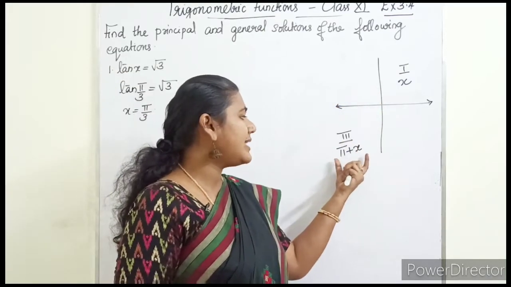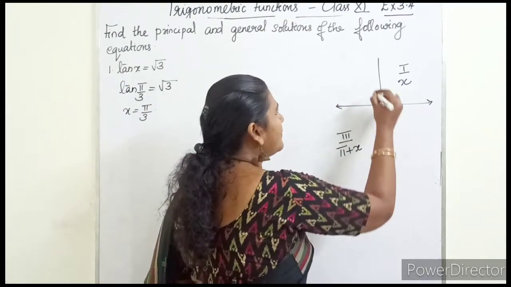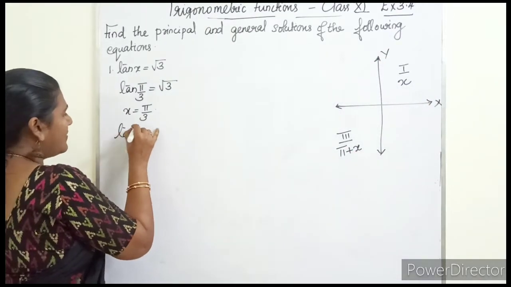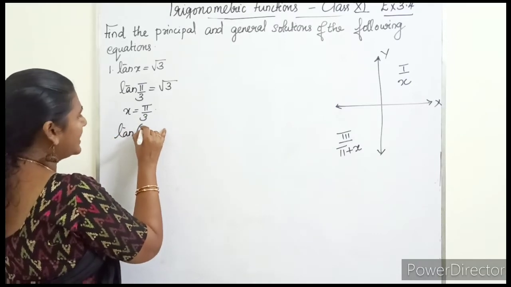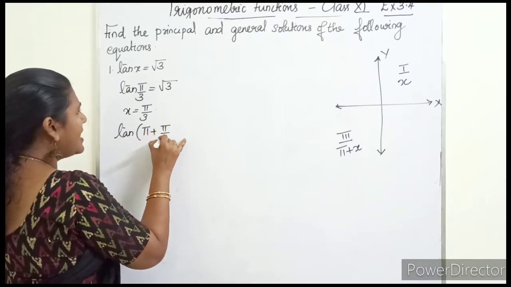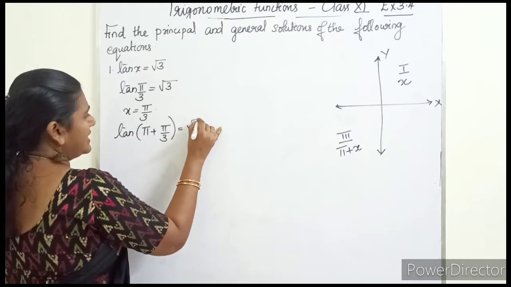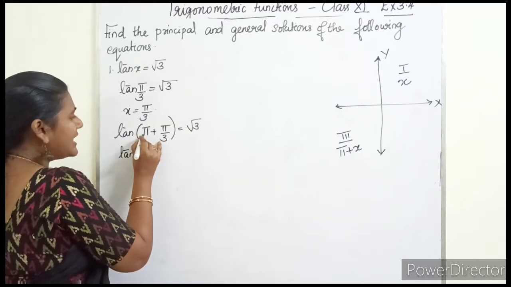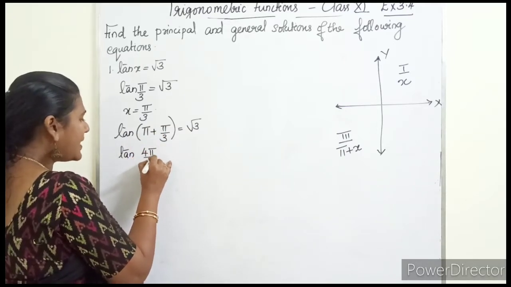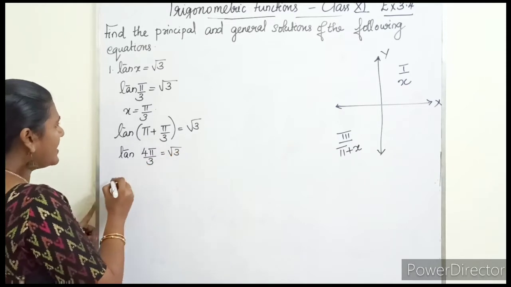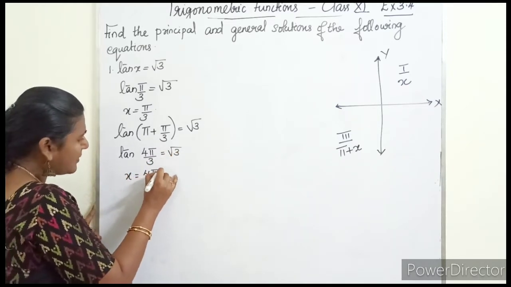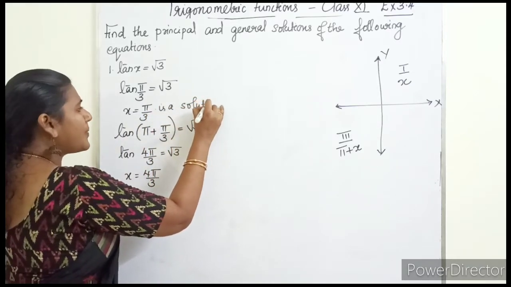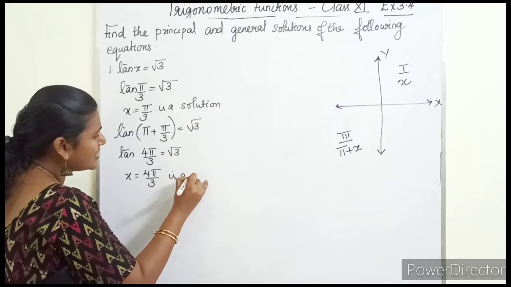Now we have to find the angle in the third quadrant. So tan of pi plus pi by 3, where x is pi by 3, is equal to root 3. This is also root 3 only. We can simplify this: tan of 3 pi plus pi, that is 4 pi by 3, is equal to root 3. So we can say x is equal to 4 pi by 3 is a solution. So pi by 3 is a solution and 4 pi by 3 is also a solution.